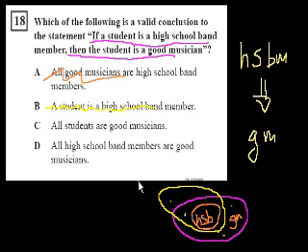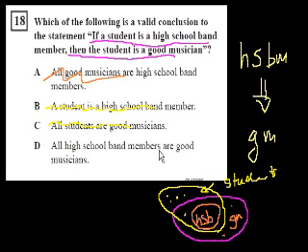All students are good musicians. Well, once again, this could be an example. There could be people out here who are students, right? The yellow could be students. There could be people who are students who aren't good musicians, right? This statement doesn't in any way constrain that. So let's get rid of that.